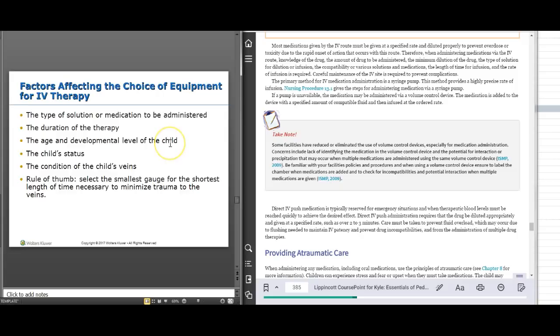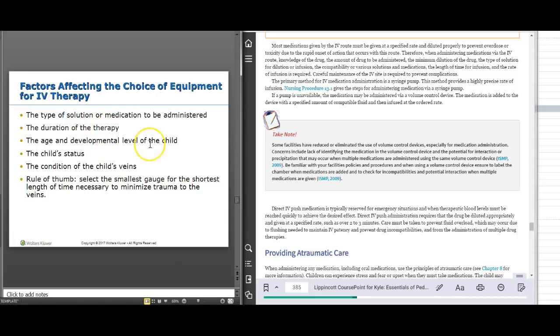All right, some things to think about when you are thinking about equipment. Make sure that you're using the right size needle for the age and developmental level of the child. How are your kids' veins? Are they a hard stick? Do they have to use the smallest catheter possible? If they're a bigger child and they've got a really good AC and you can put a bigger gauge needle in, then think about that as well. Okay.